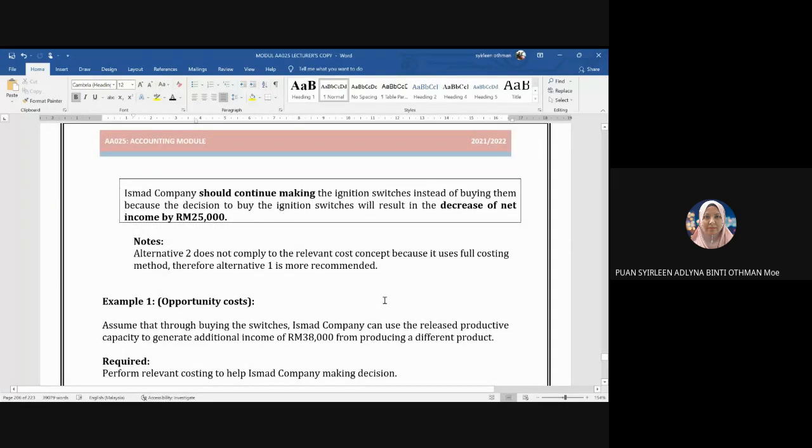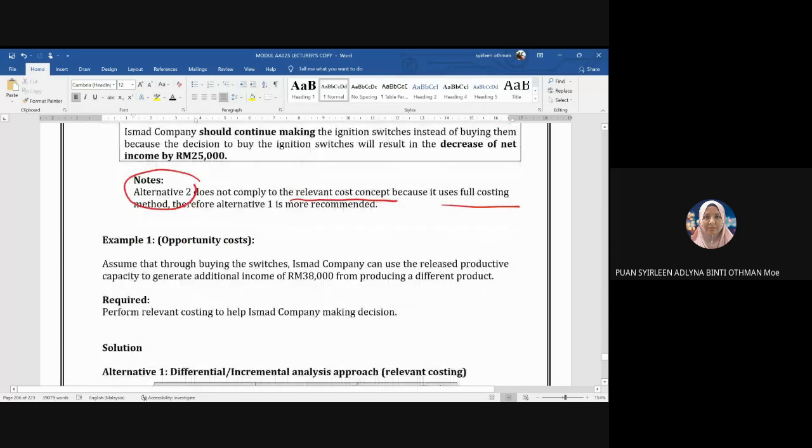Okay, untuk alternative 2 ni, memang saya tak ajar, saya dah bagi tahu tadi. Alternative 2 ni does not comply to the relevant cost concept because it uses full costing. Sebab tu saya tak tunjukkan langsung pada kamu untuk guna alternative 2. Okay, alright, kita tengok example 1. So you abaikan terus that table.